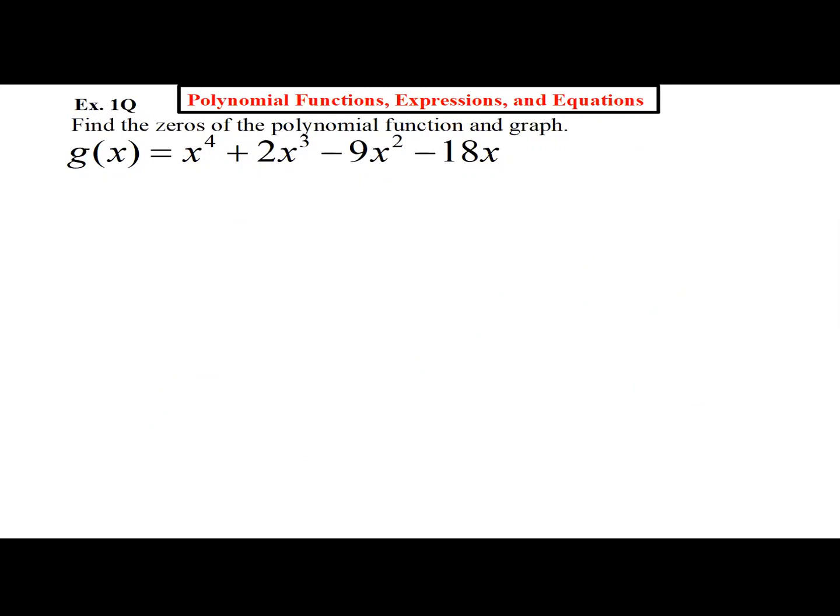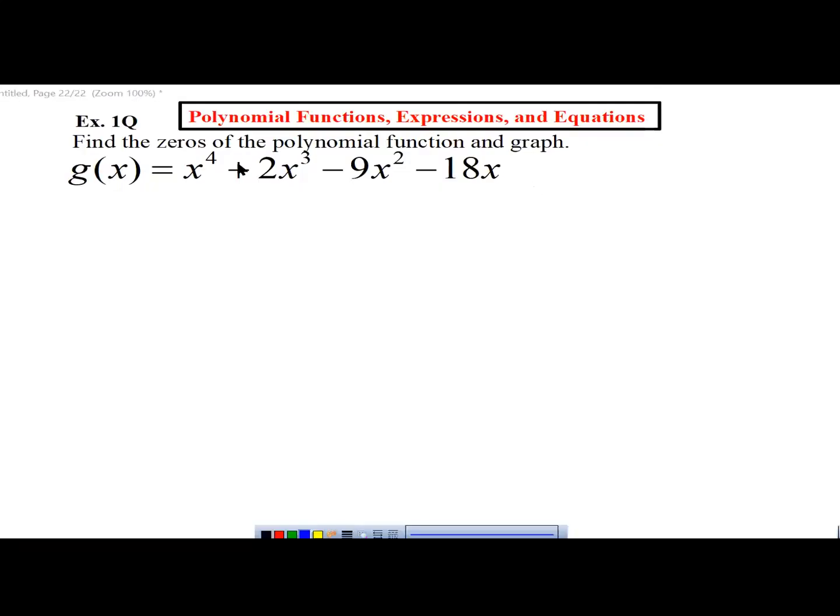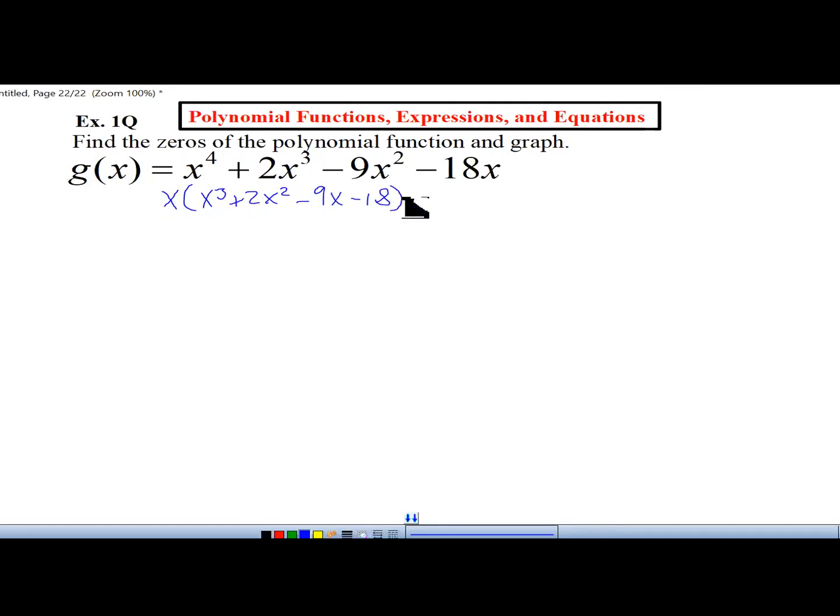All right, let's see how we did. So what did you guys notice? There's no constant, so you should have checked for GCF, and the GCF is x, so we're left with x cubed plus 2x squared minus 9x minus 18. From there, we have negative 18 over 1, which is negative 18. Factors of negative 18, plus and minus, were 1 times 18, 2 times 9, 3 times 6. And I think that's it, right? Yes, thank you.